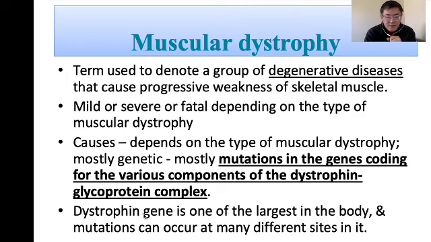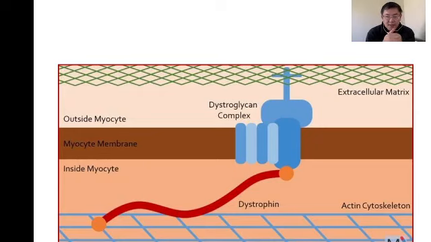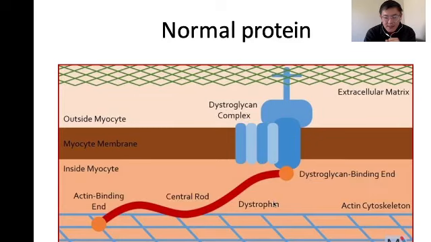Dystrophin is a very huge molecular protein, so the mutation can happen at different sites. In this schema, we can see dystrophin. This is the muscle myocyte membrane, which is also called sarcolemma. On the sarcolemma, we can see this complex, the dystroglycan complex.